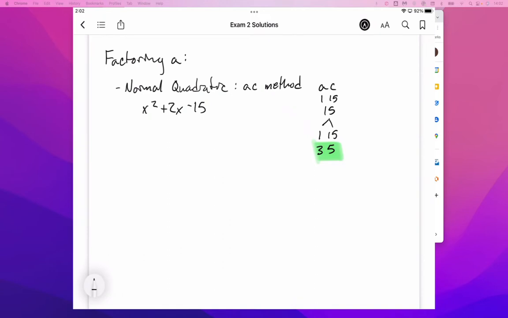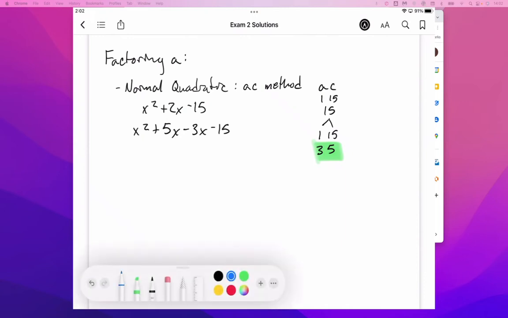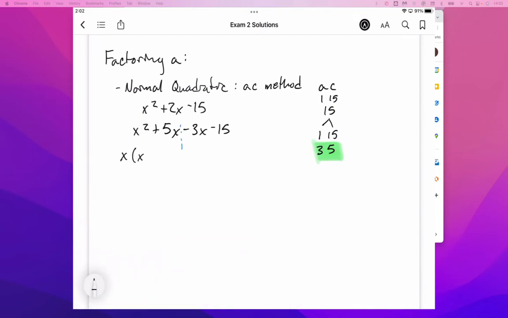And so we'll split this. We need a positive 5 and a negative 3. Again, factors of 15 that make positive 2. And then we can factor the left side, which would be taking an x out. We're left with x plus 5. And then on the right side, we want an x plus 5, so we recognize we need to take out a negative 3, which leaves an x plus 5 in there.